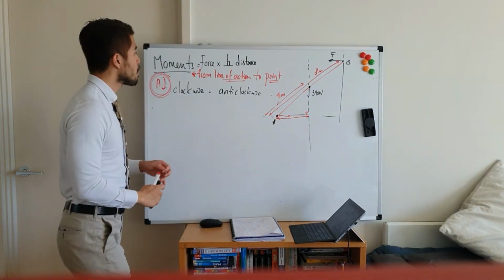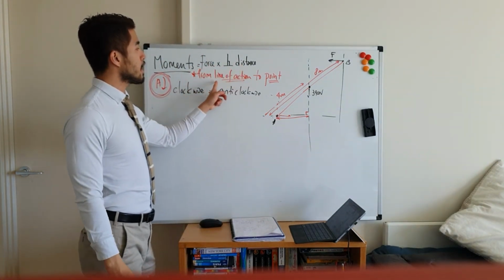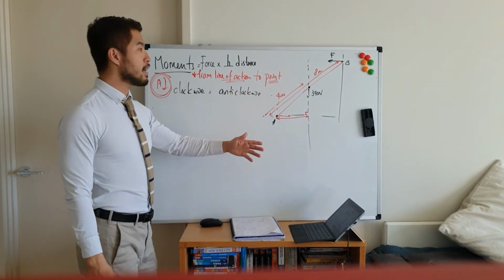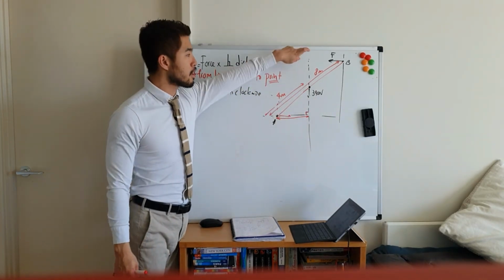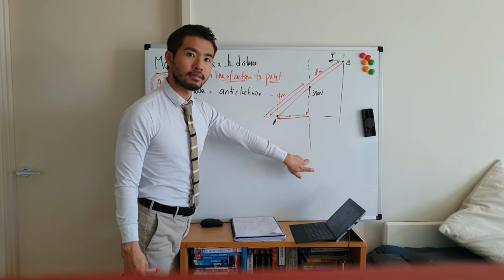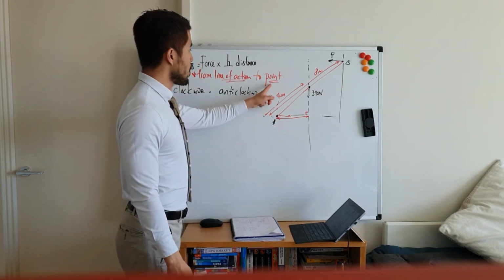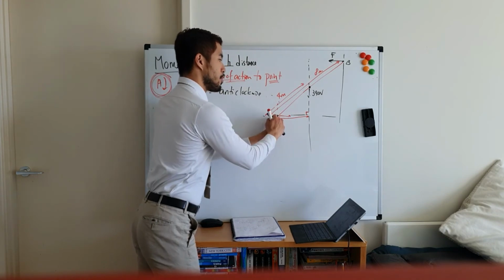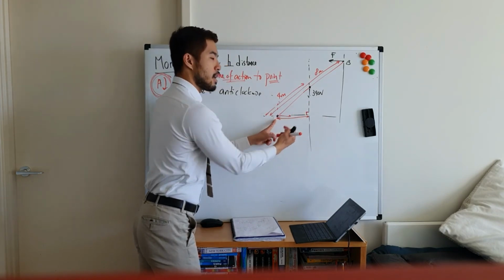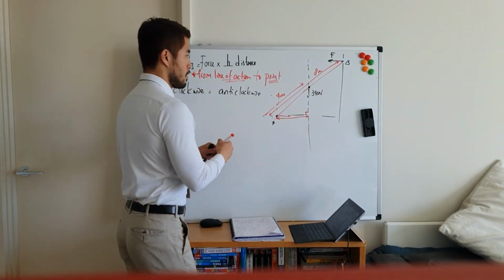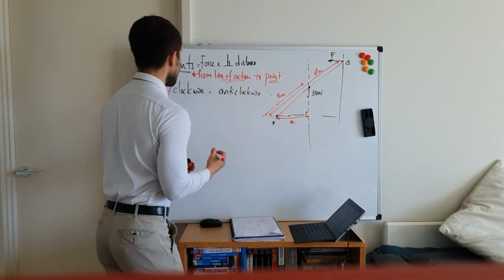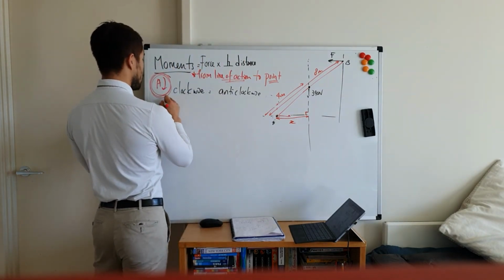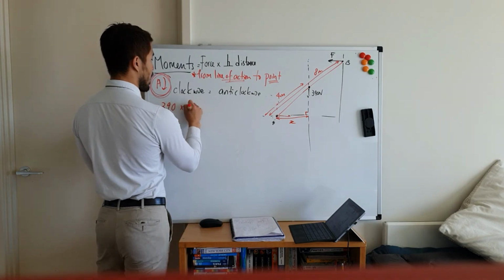One more time. Moment is force times distance from that line of action to the point. The line of action of 390 newtons is this line, and the point is this point. Between the line and the point, the perpendicular distance is here. I'll call this X. So the clockwise moment will be 390 times X.